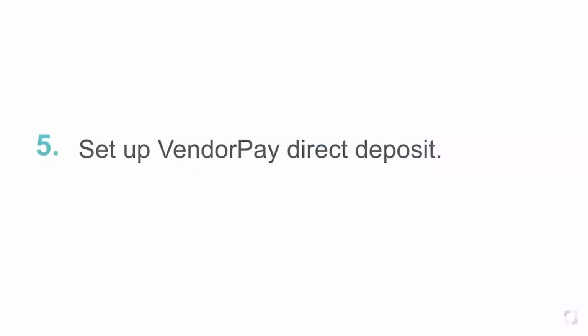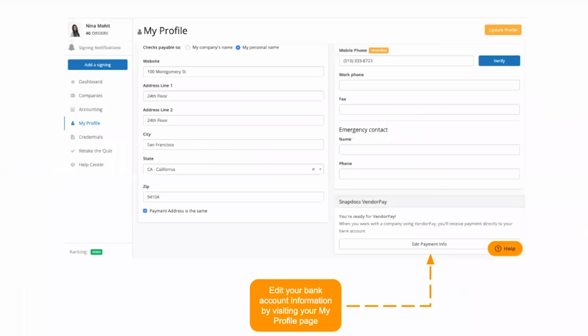The next step to getting started on Snapdocs is making sure you set up your vendor pay direct deposit. So vendor pay direct deposit is a payment system that we created to allow for more transparency and easier tracking when it comes to payments for notaries. So this is actually a direct deposit system. You go ahead and connect your bank account of choice, and the payment will be deposited automatically into that bank account.